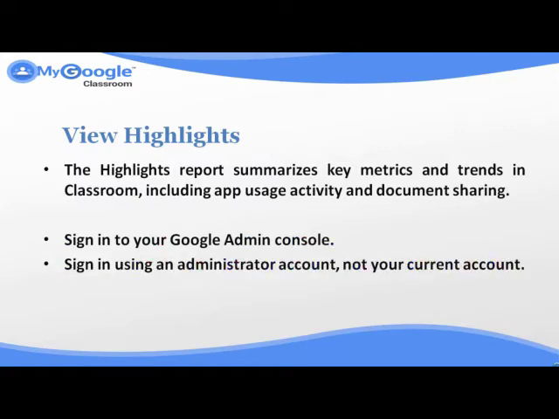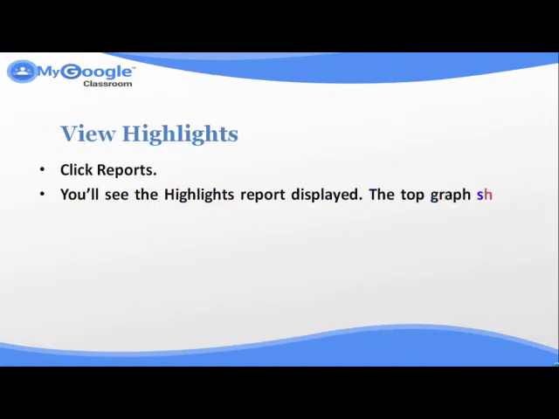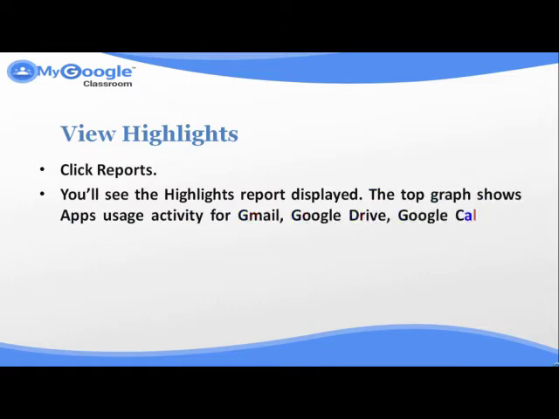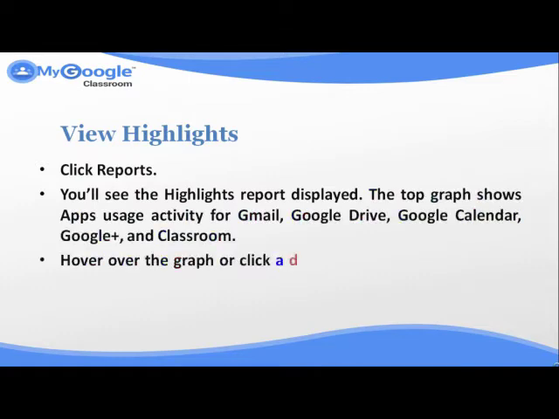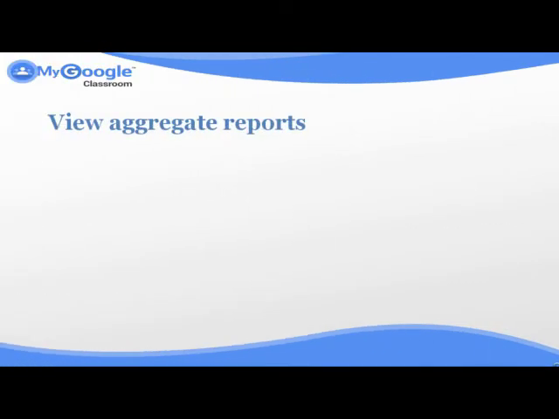Sign into your Google Admin Console. Sign in using an administrator account, not your current account. Click Reports. You'll see the highlights report displayed. The top graph shows app usage activity for Gmail, Google Drive, Google Calendar, Google+, and Classroom. Hover over the graph or click a data point to see the number of users for each app on a specific date.